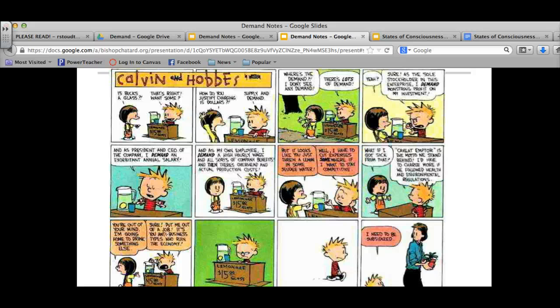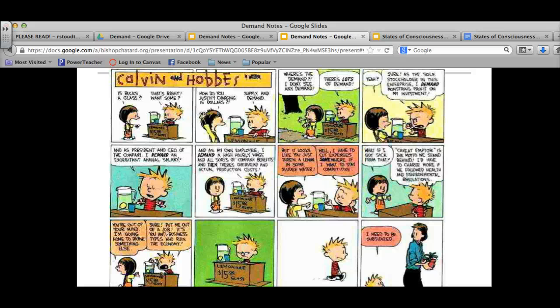Okay, and Susie comes up and says, 15 bucks a glass? Calvin says, that's right, want some? Susie says, how do you justify charging $15? Calvin says, supply and demand. Susie says, where's the demand? I don't see any demand. Calvin says, there's lots of demand. Susie says, yeah? He says, sure.